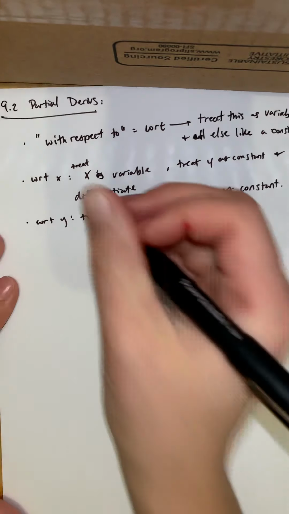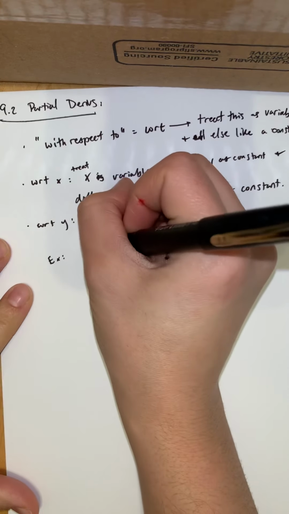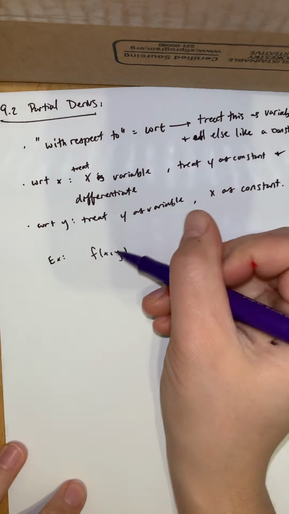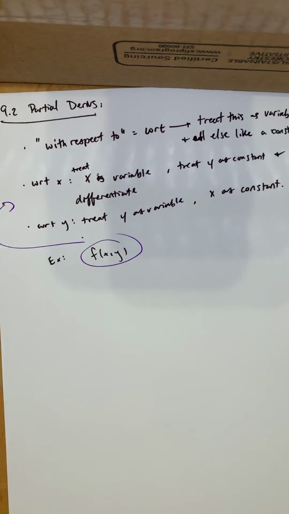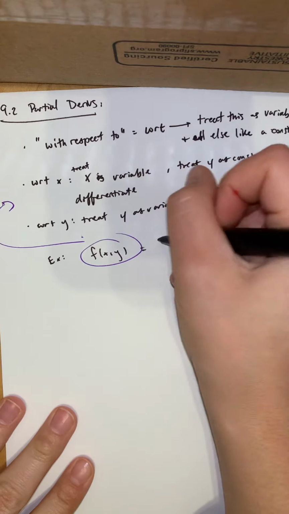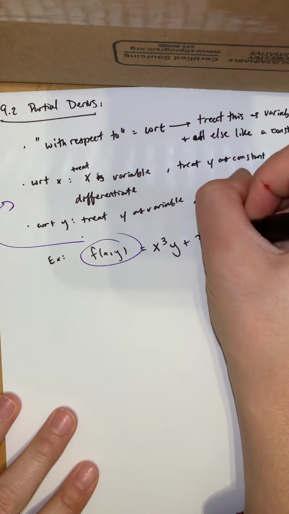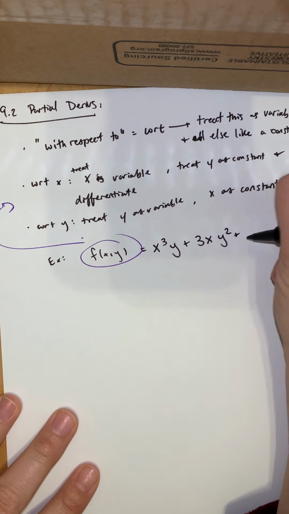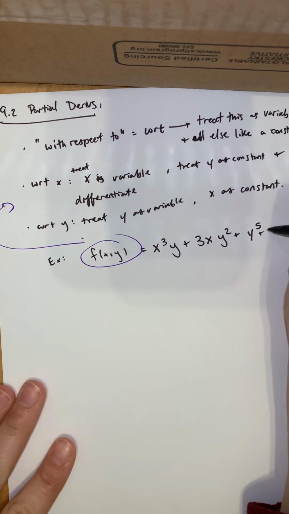So I guess a quick example of this would be if I had some function f of x comma y. Notice this notation clues us into the fact that we're in 9.2. I have f of x comma y equals x cubed y plus 3x y squared plus y to the 5th, or something like that, plus 13. Why not?